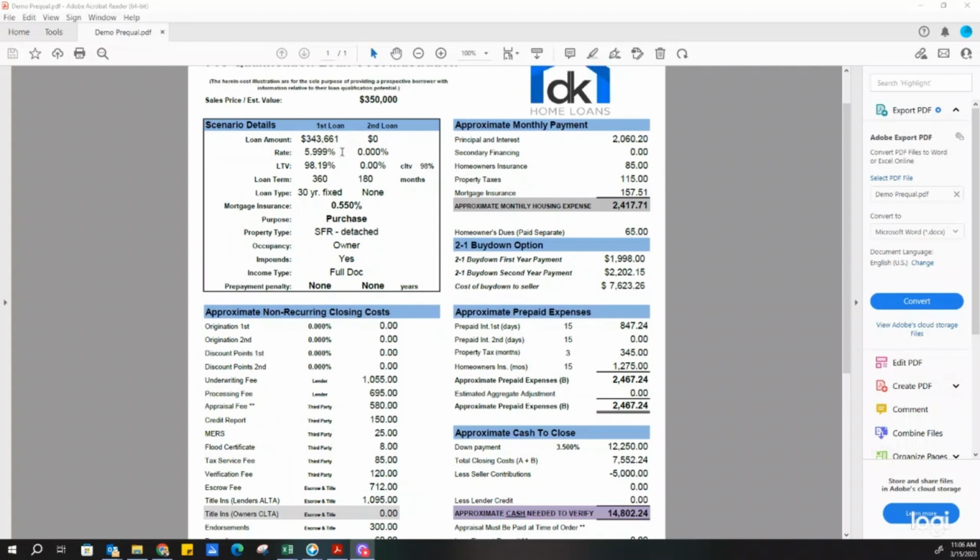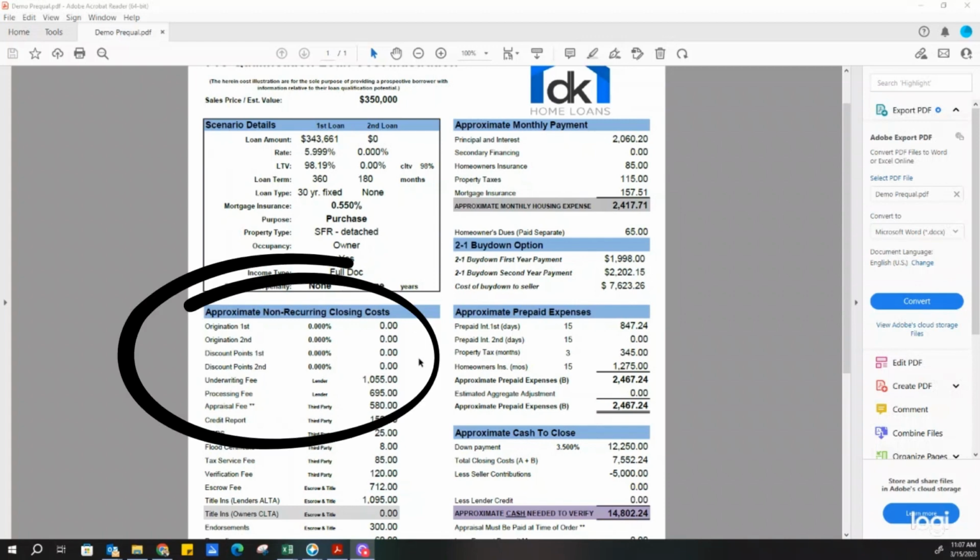So we'll just work our way down here. This is showing you the rate as 5.99%. The loan to value is 98.19. That's because the extra 1.75% is added to the 96.5. We have a 360 month loan term, which is a 30-year fixed. The mortgage insurance, if you have mortgage insurance, would be right here, which is 0.55%. This is a purchase, single family residence, owner occupied. It does include impounds. Now, you don't have to include impounds. You can waive those where you pay your own taxes and your own insurance. And then there's no prepayment penalty or anything like that.